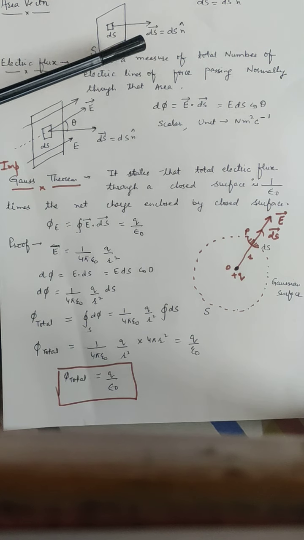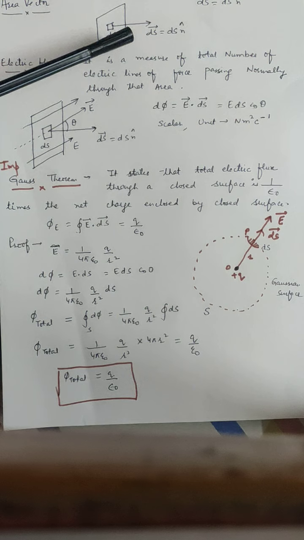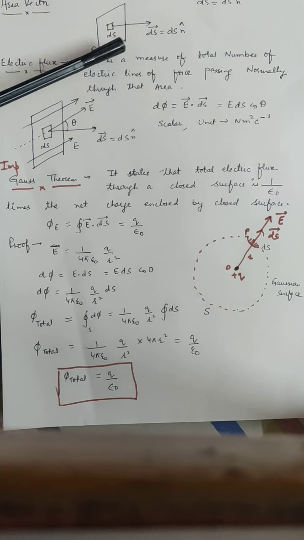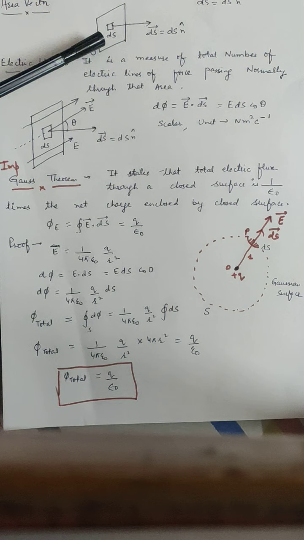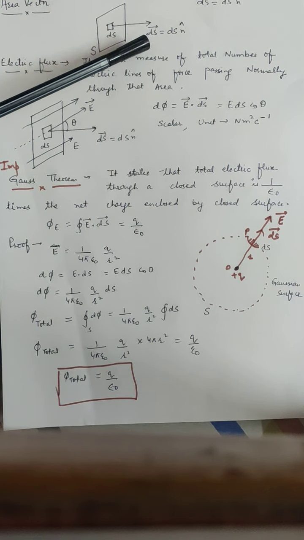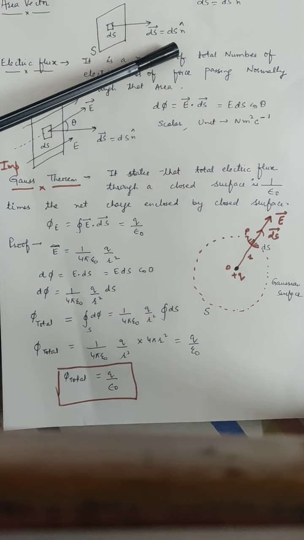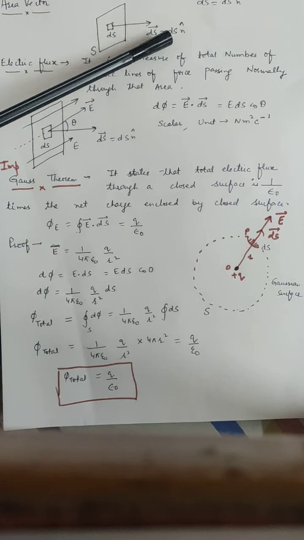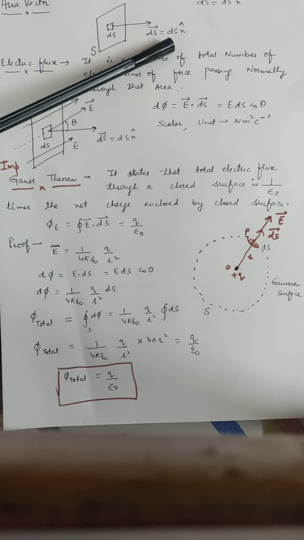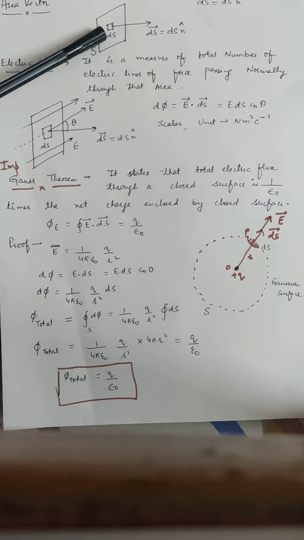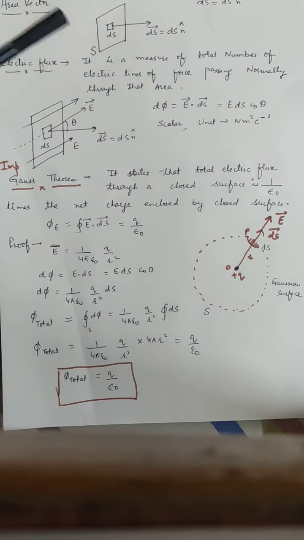Suppose this is a surface element of any body, and over this surface there is a small element ds. Then the area vector is represented by ds vector is equal to ds n cap. That means the magnitude of this area vector is ds and the direction is normal to the surface. This concept is very important and essential to discuss Gauss law.